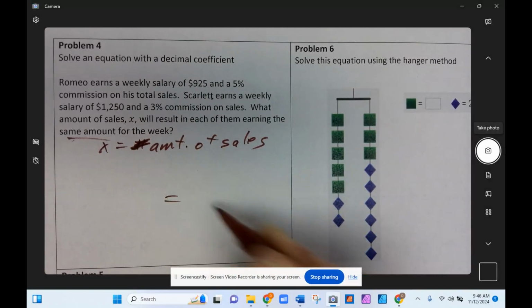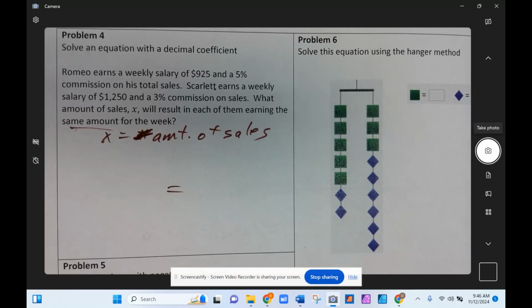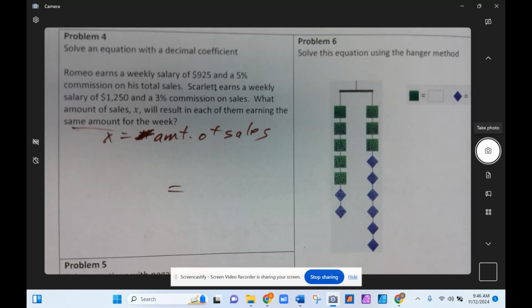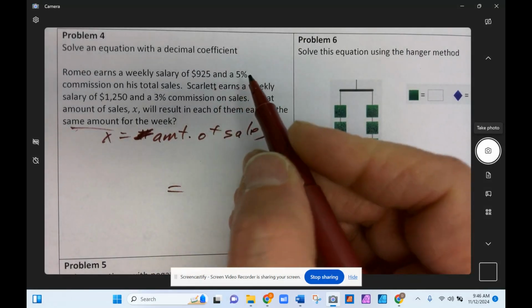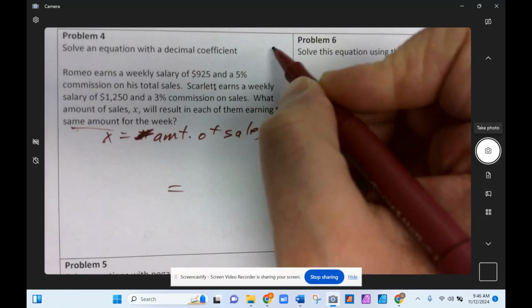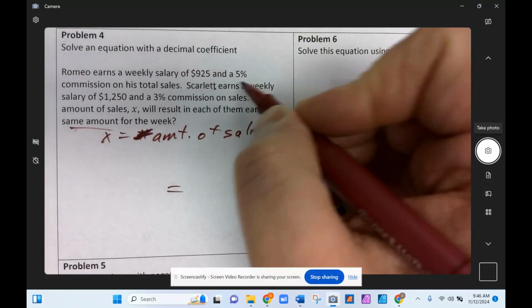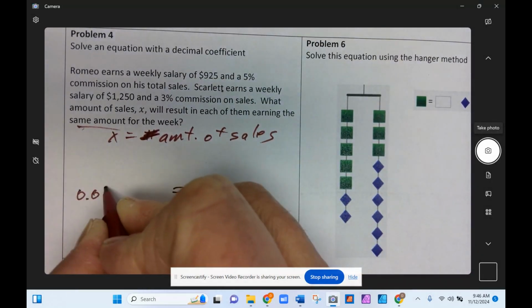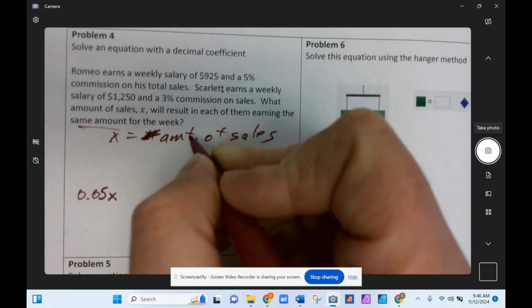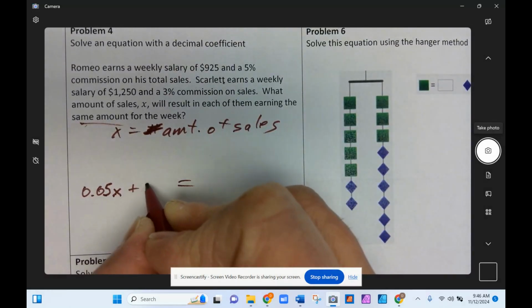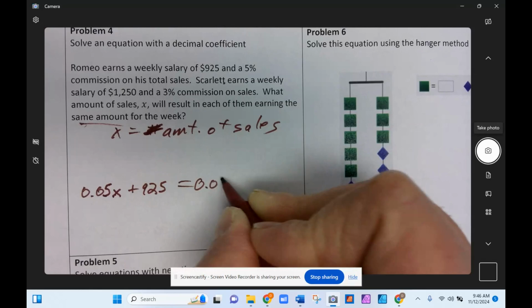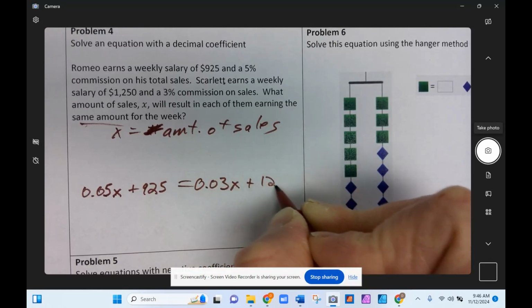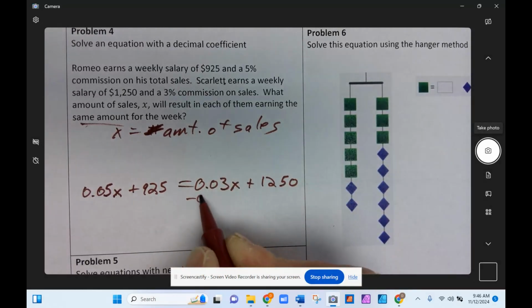So that's the key, right? Since it's the same amount, we can make this into an equation. I'm going to have Romeo on the left, Scarlet on the right. So this 5%, I'm going to convert that to a decimal. So basically 5%, just move the decimal over 2, so we get 0.05x, times that amount of sales, plus 9.25 is equal to 0.03x plus 12.50.